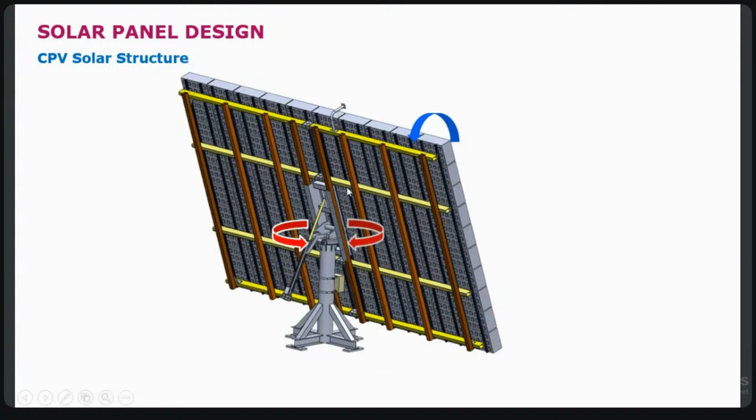Concentrated means, suppose we have a 5 kilowatt panel, and this 5 kilowatt panel is mounted in a single frame, and with that frame we are rotating. So this is also an old model available in the market.